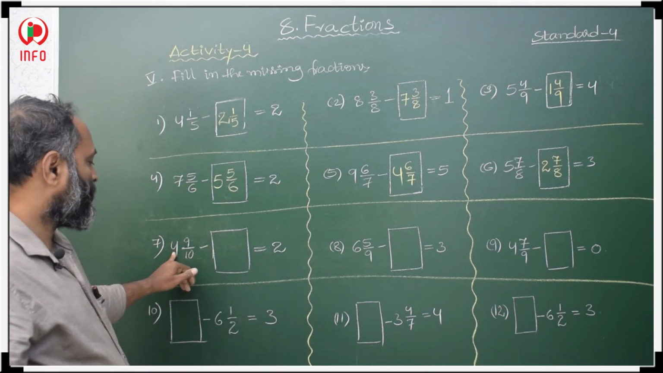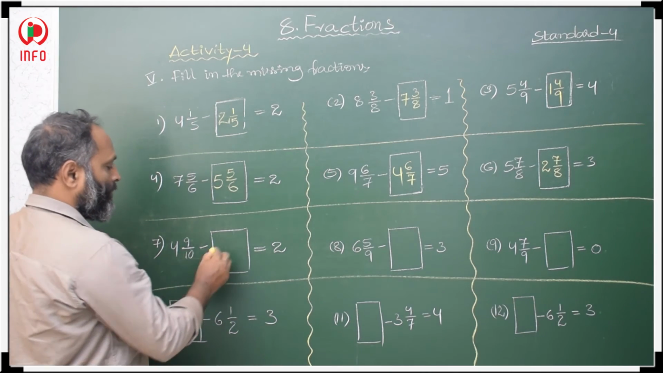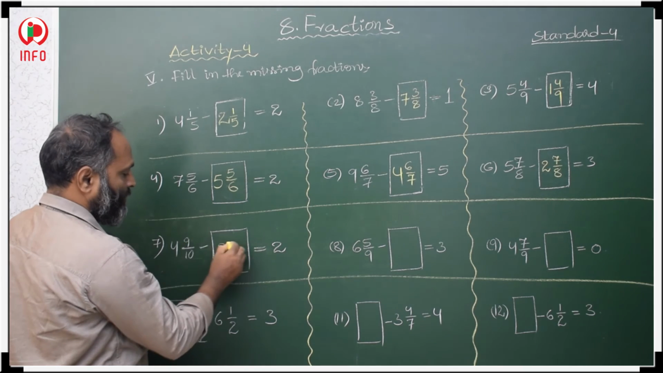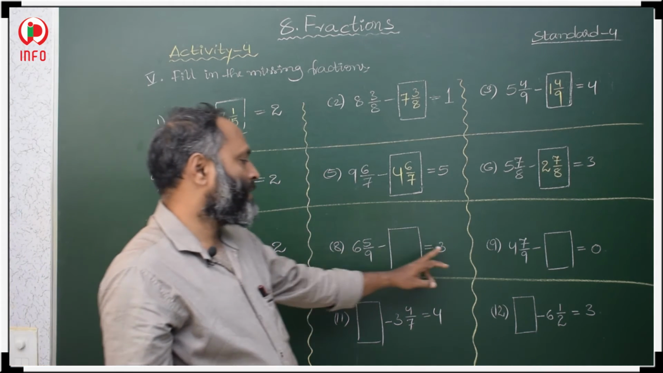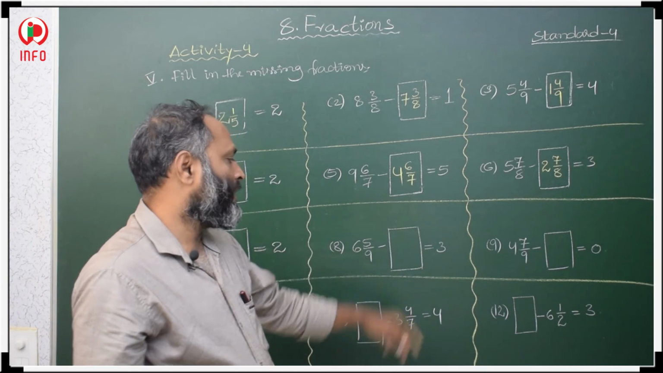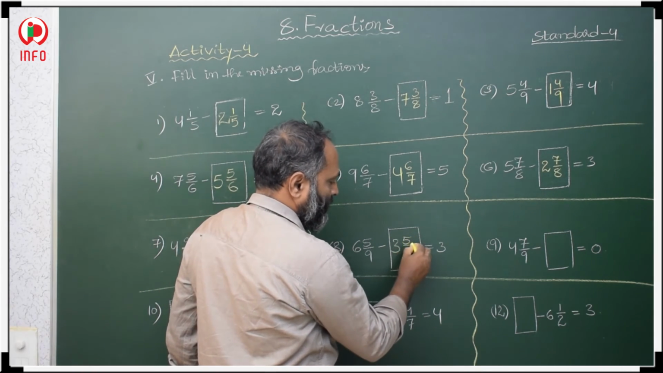Here the first fraction and answer whole parts: 4 minus 2 is 2, and after that the proper fraction 9 by 10 we have to write. Then here 6 minus 3 is 3. 3 5 by 9 we have to write.